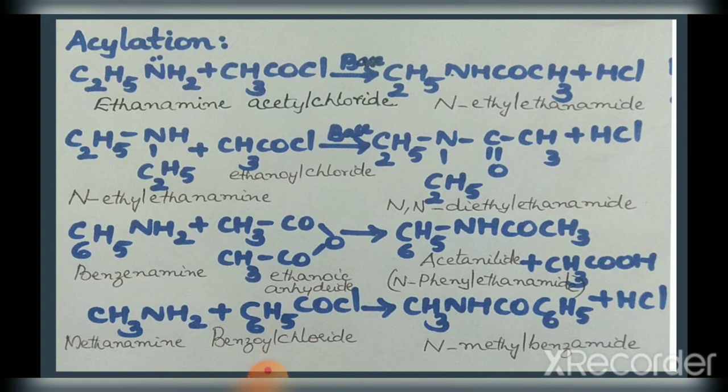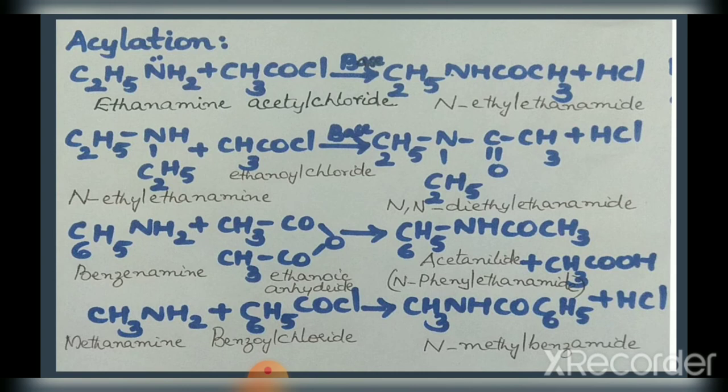First reaction, acylation. What is acylation reaction? Both aliphatic and aromatic primary and secondary amines react with acid chlorides, acid anhydrides by nucleophilic substitution reaction. This reaction is known as acylation and the product obtained is known as amide. Consider ethanamine, it is a primary amine. It reacts with acetyl chloride, an acid chloride, CH3COCl to give an amide, and the product amide formed in this case is N-ethyl ethanamide.